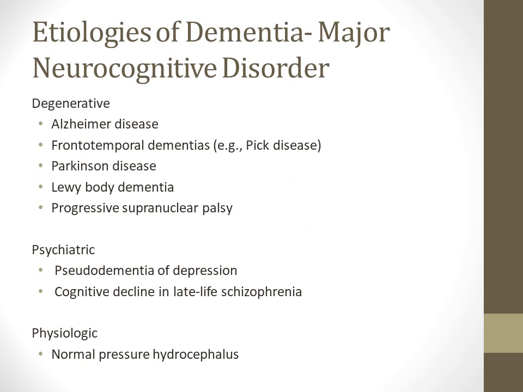Etiologies of dementia. Degenerative causes include Alzheimer's disease, frontotemporal dementia, Parkinson's disease, Lewy body dementia, progressive supranuclear palsy. Psychiatric causes include pseudodementia of depression, cognitive decline, and late life schizophrenia.